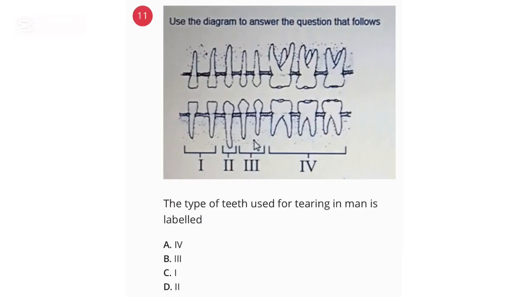So number 11, from the diagram, we are asked to ascertain the type of teeth that is used for tearing. And from residual knowledge, you can know that the canine is used for tearing, and this is just half of the teeth, whether upper or lower. So the first two, that is I, is the incisor, while II is the canine, III is the premolar, and IV is the molar. So obviously the answer is D, and that is II, canine.